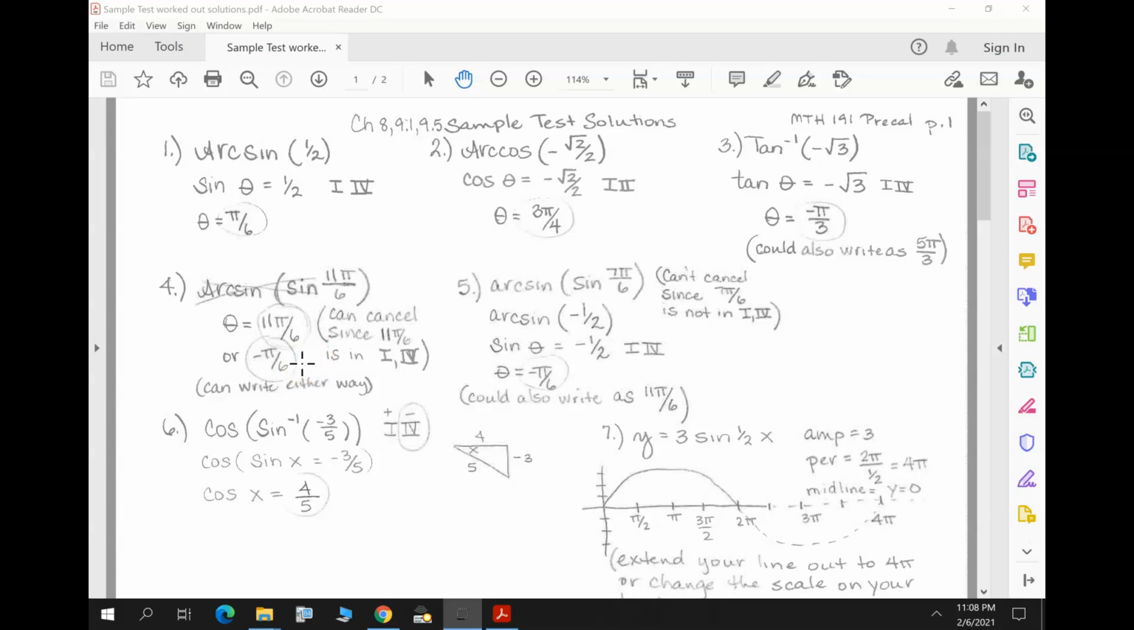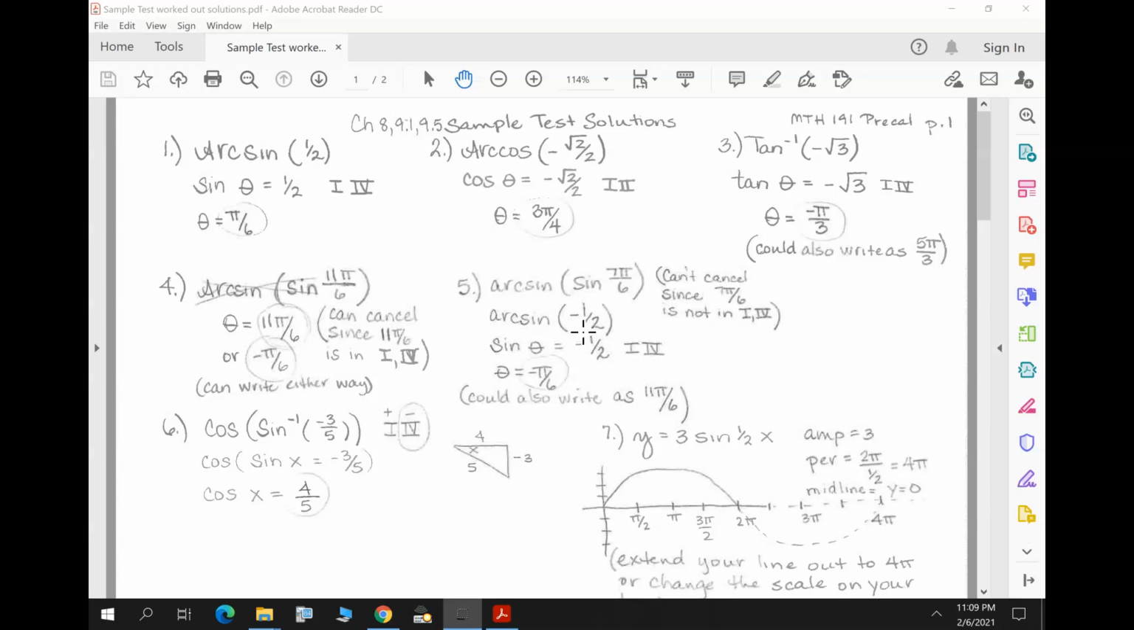All right, number 5, we have the arc sine of the sine of 7 pi/6. Now, we can't cancel here. The only time you can cancel is when this value is in the designated region, right? And for arc sine, the designated region is 1 and 4. 7 pi/6 is in the third quadrant. So we can't cancel. We'll start with just what is the sine of 7 pi/6. Look on your unit circle, and the sine of 7 pi/6 is negative 1/2.